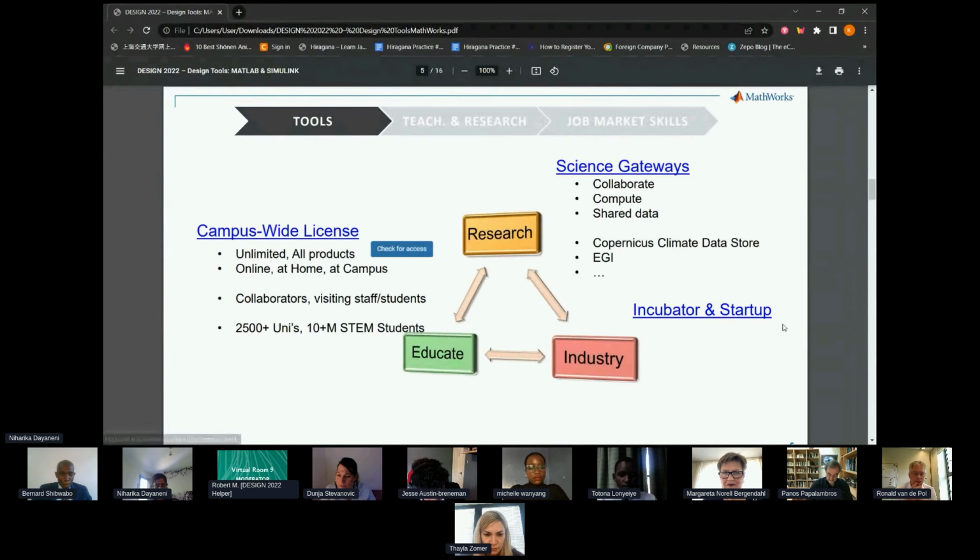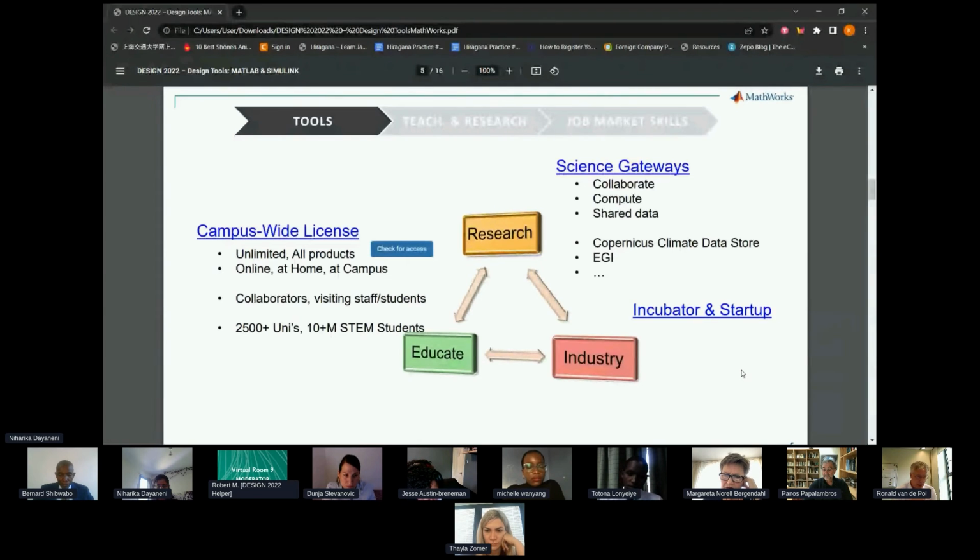So looking at the license offering first, let's start with the campus-wide license that's listed on the left side here on the slide. The campus-wide license is licensed by many universities, and these universities provide all their staff and students unlimited flexible access to our products. And it's covering many STEM students worldwide.